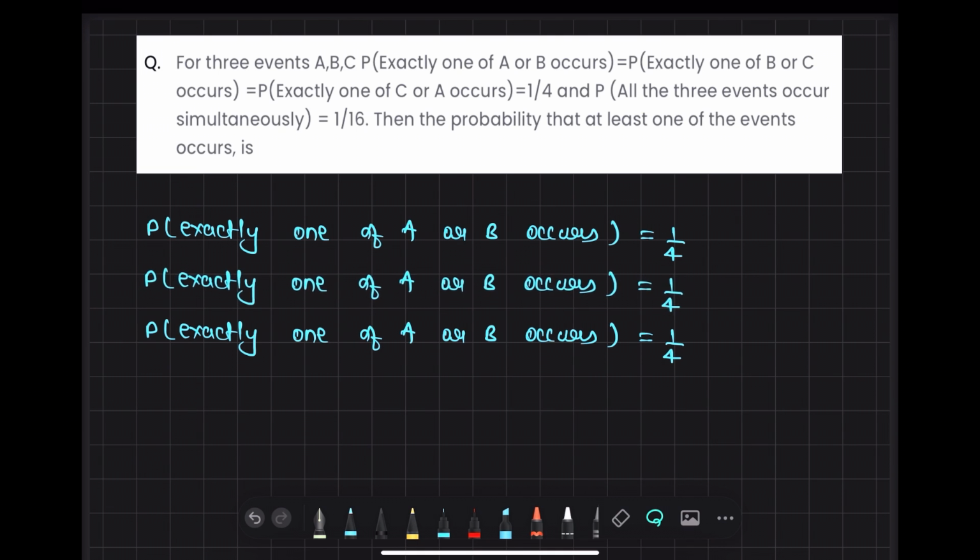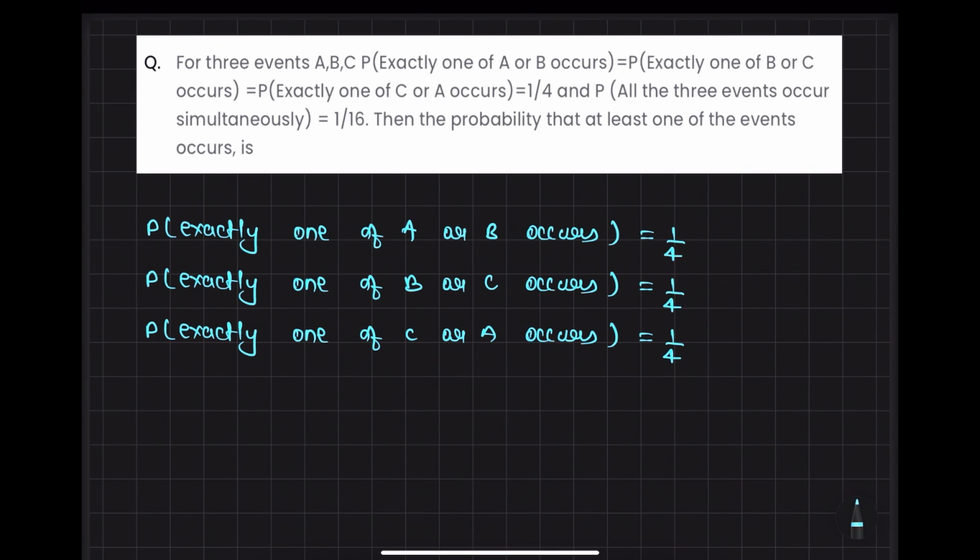Yes. So we got this situation. So probability A or B, probability B or C, probability C or A is this. Okay. And the probability of all three events occurring simultaneously is 1 by 16. Okay. So probability all together. So can I write this thing as 1 by 16?